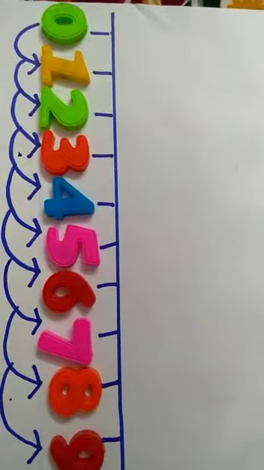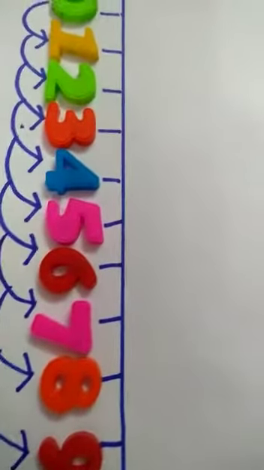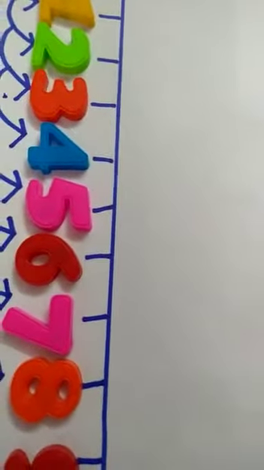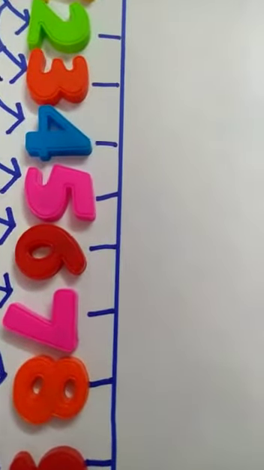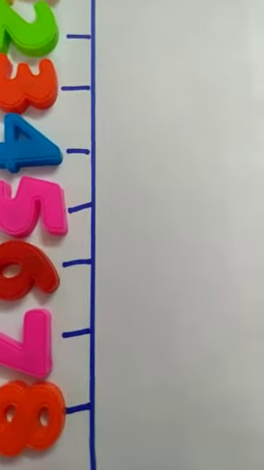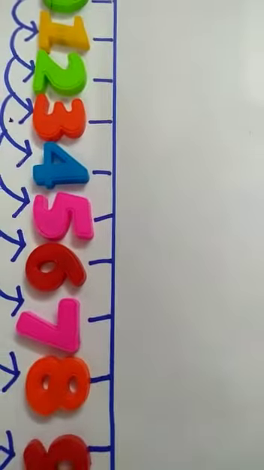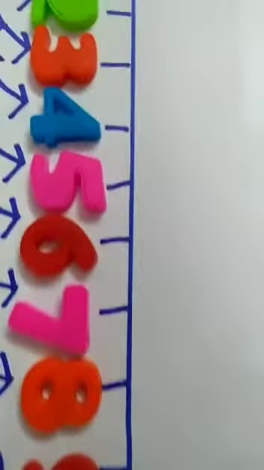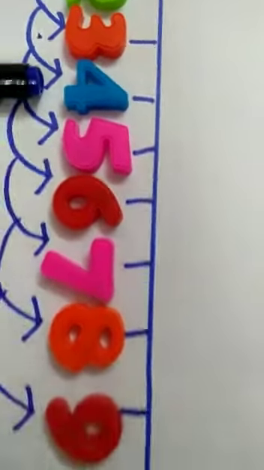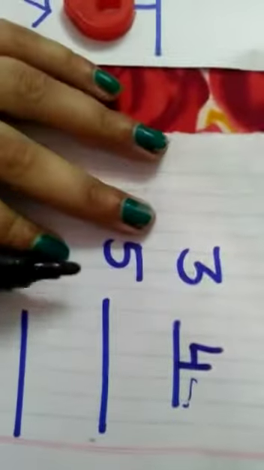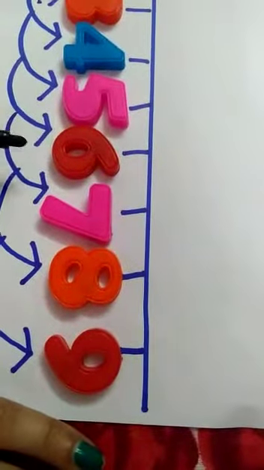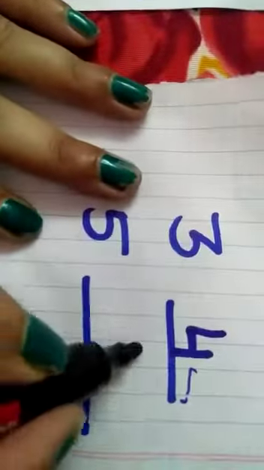Now let us see some examples. What comes after 3? So we see in the number line. What comes after 3? 4. So what is the answer, children? 4. What comes after 5? 6. So what is the answer? 6.